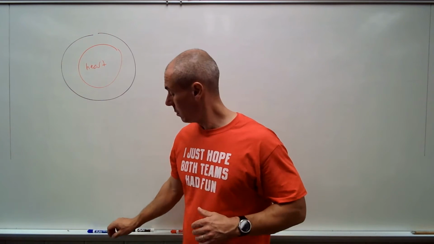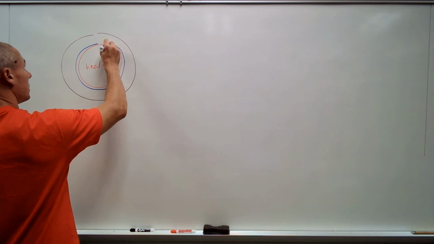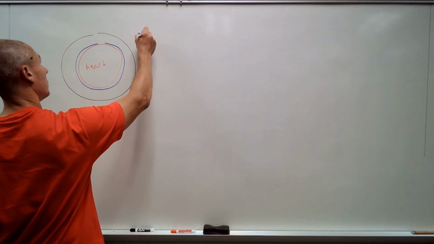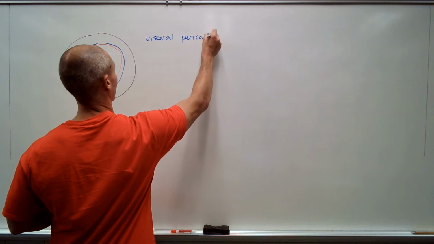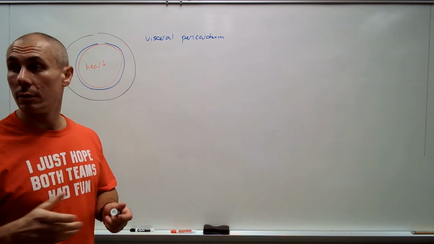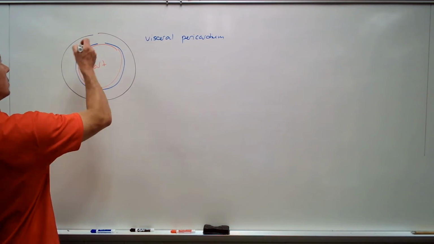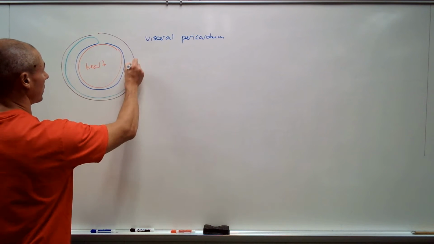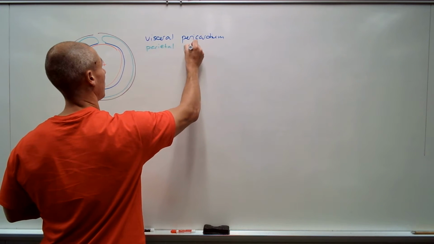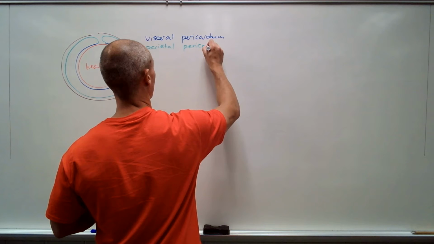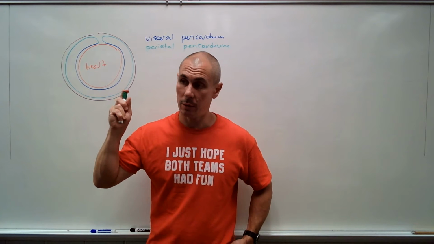So the heart is covered by a layer of serous membrane that is called visceral pericardium. Does that make sense? And the walls of the cavity are covered by the parietal pericardium. This part, are we clear?